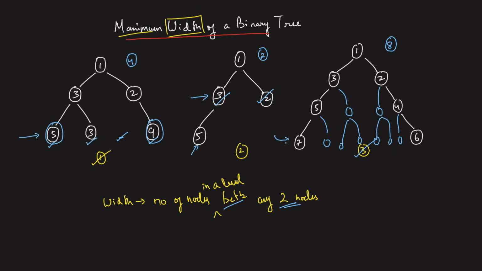So on this level, what's the number of nodes it could have between 7 and 6? It is 1, 2, 3, 4, 5, 6, 7, 8. So width is the number of nodes in a level between any two nodes. Hypothetically, there could have been 8 nodes if I start from 7 to 6. So I can say that the maximum width of this binary tree is 8 indeed.